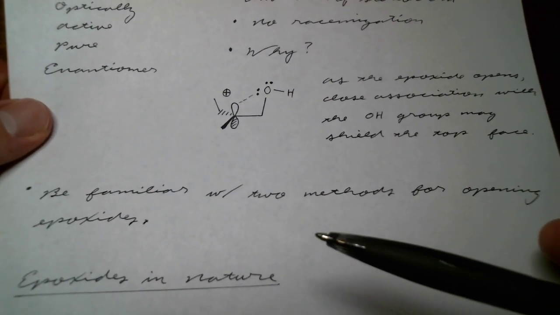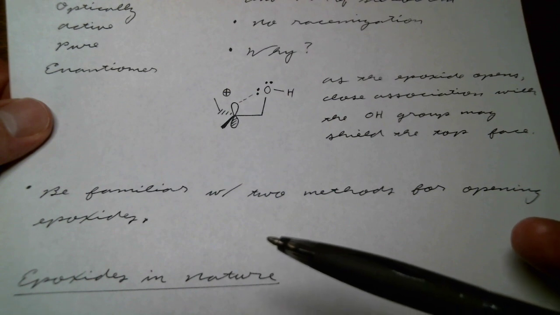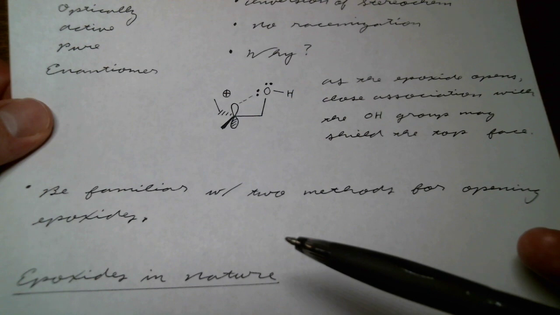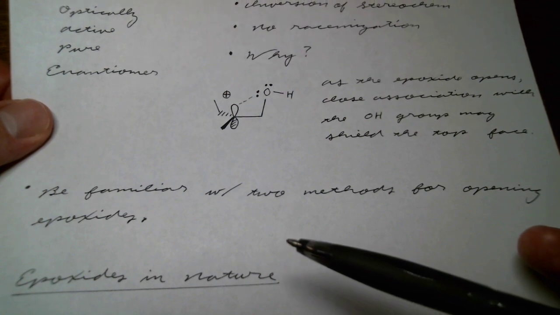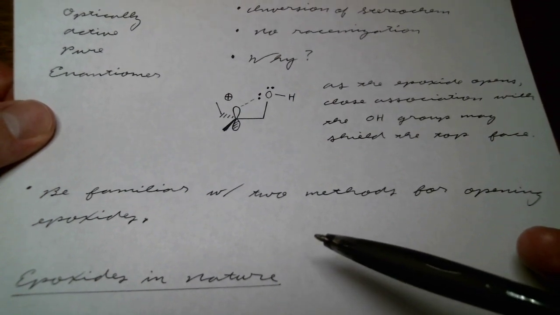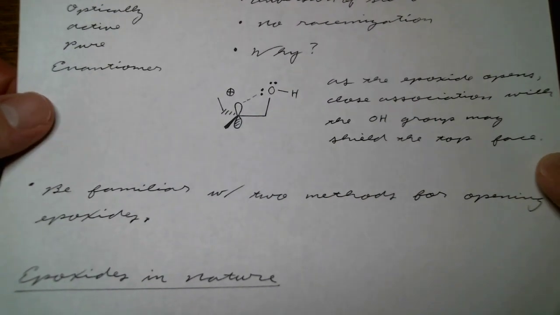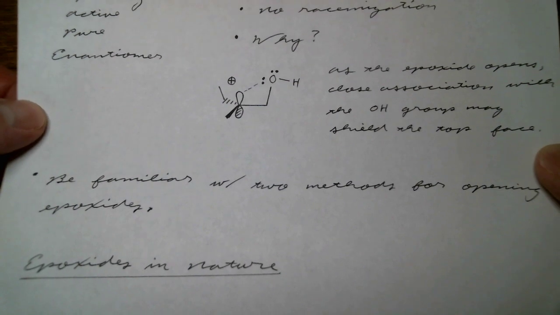So be familiar with the two methods for opening epoxides. The method where you use a nucleophile and you go by SN2, usually the nucleophile is a weak base or could be a strong base. And then the other method we just talked about is the opening of epoxides under acidic conditions.